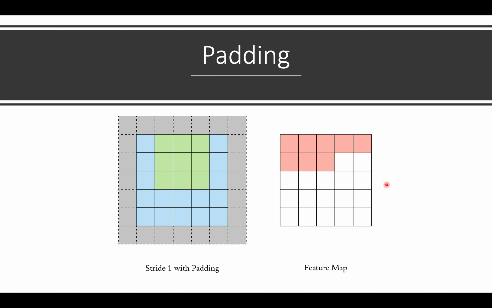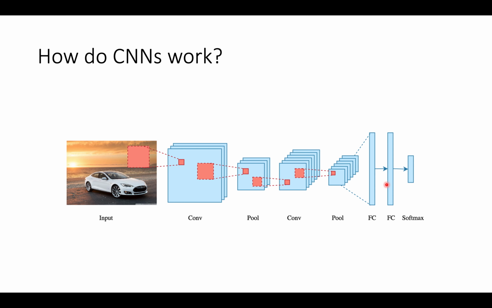Okay, so we talked about the convolution layer. It's an important layer, but the next important layer here, so we discussed already about convolution, and we want to discuss about pooling.